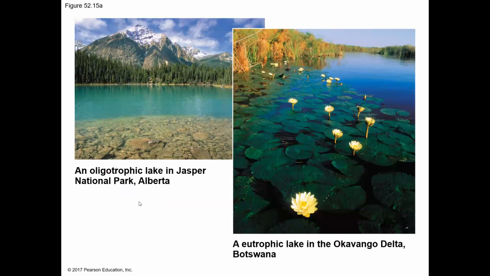So looking at a couple of differences here, you can see Jasper National Park in Alberta. Here's an oligotrophic lake versus a eutrophic lake in the Okavango Delta in Botswana.